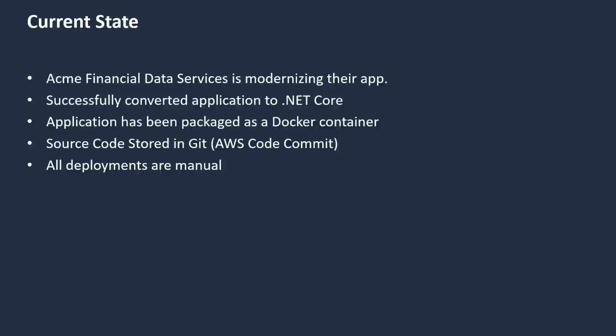We have all the code stored in a Git repository. In this case, we're using AWS's CodeCommit. However, all the deployments in the application are currently being done manually. Acme wants to update their deployment process with automation. This will allow them to ensure the deployment process is done the same way every time. This leads us to the current video and the tasks at hand.